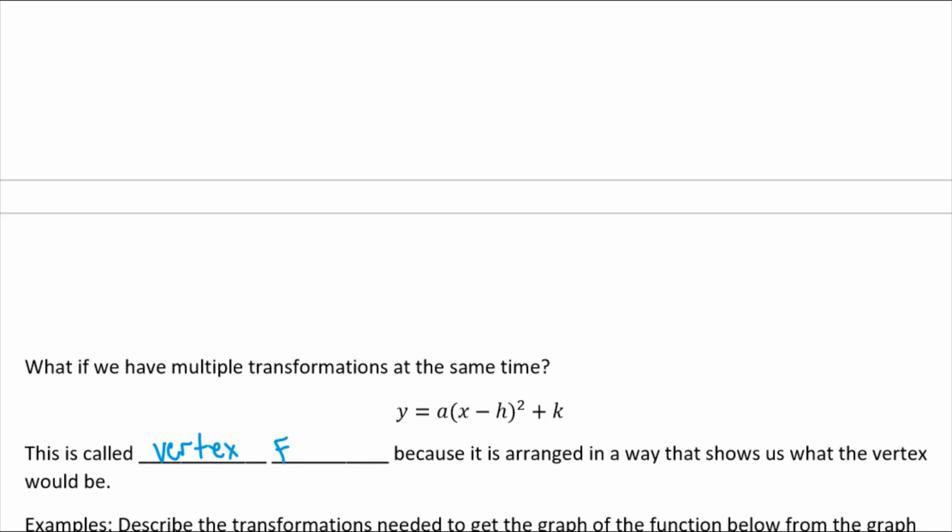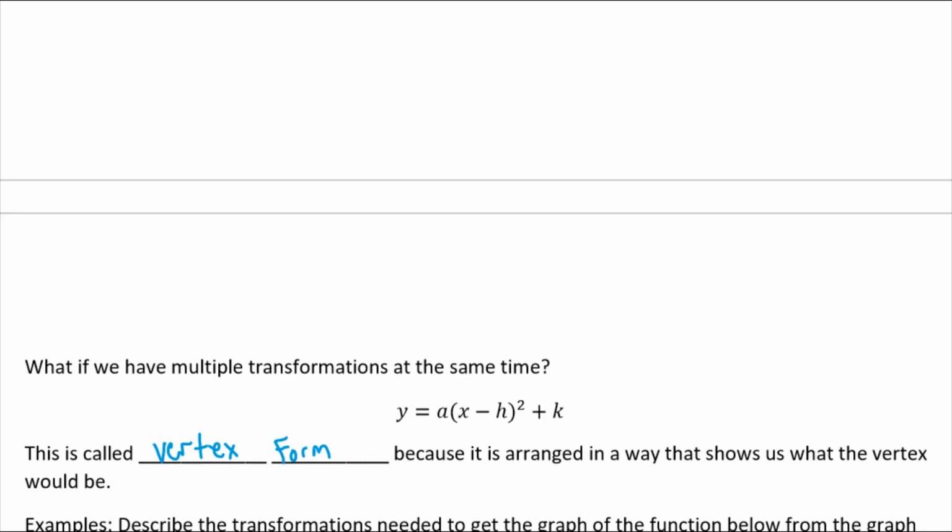And it's called that because the vertex is in our formula, and it's kind of staring us in the face. The alternative to vertex form that we typically see is called standard form, where it just has an x squared and then an x and then a number, and there's coefficients. And so when it's in that form, it's not telling us anything about the vertex.